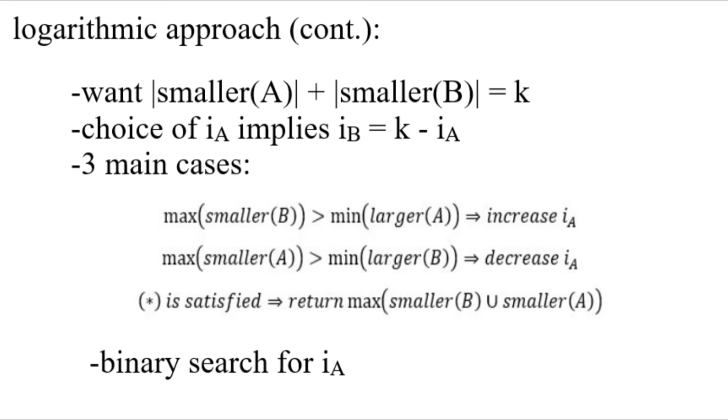If we observe the possible situations that can arise, there are three possibilities. 1. The maximum of the smaller half of B is greater than the minimum of the larger half of A, in which case we increase the partitioning index of A. 2. The maximum of the smaller half of A is greater than the minimum of the larger half of B, in which case we decrease the partitioning index of A. Or 3. Property star is satisfied, in which case we return the desired value. This sort of logic is identical to binary search.